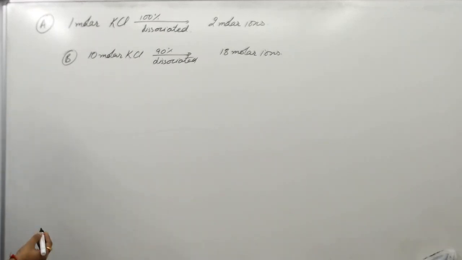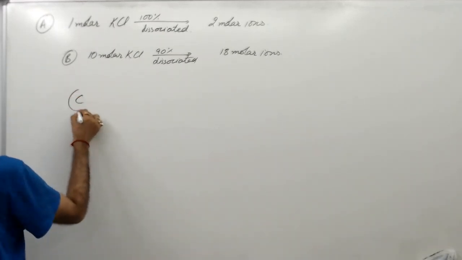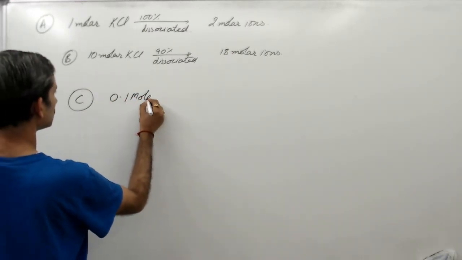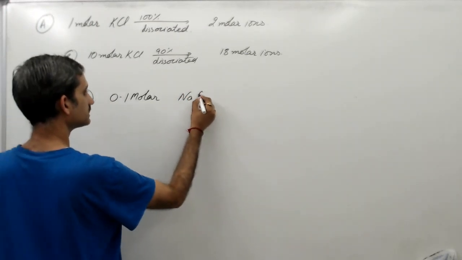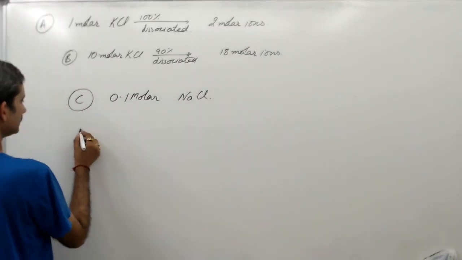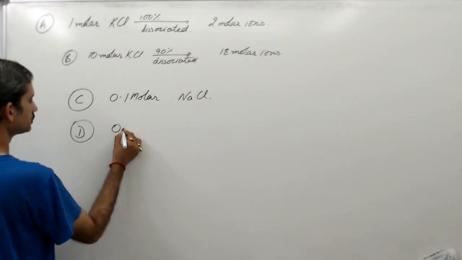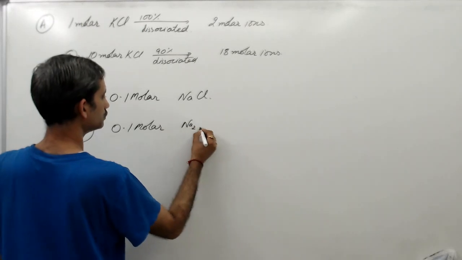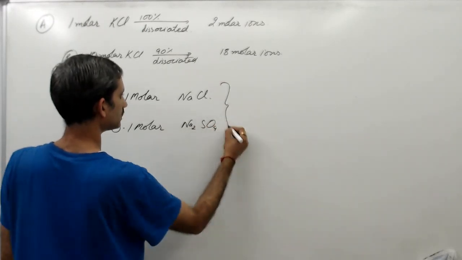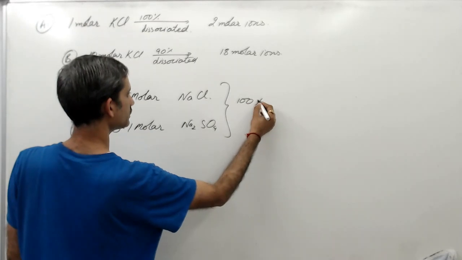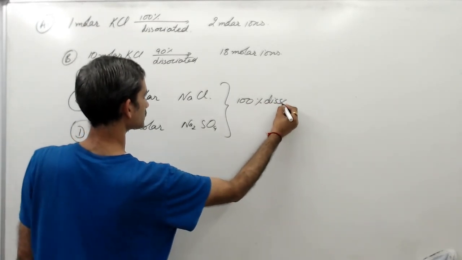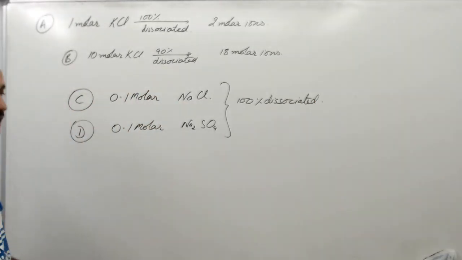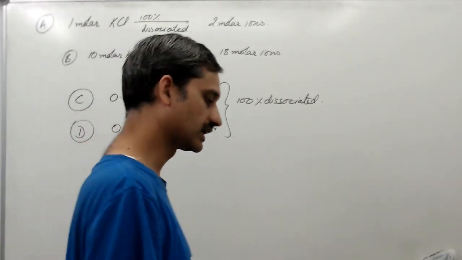Okay. Now, the next thing. Let's say we have two more solutions. There is a solution C, and that solution C is 0.1 molar NaCl. There is a solution D, which is 0.1 molar Na2SO4. Now both are 100% dissociated. Could you please tell me which of these two solutions has a higher kappa and which of these two solutions would have a higher lambda?